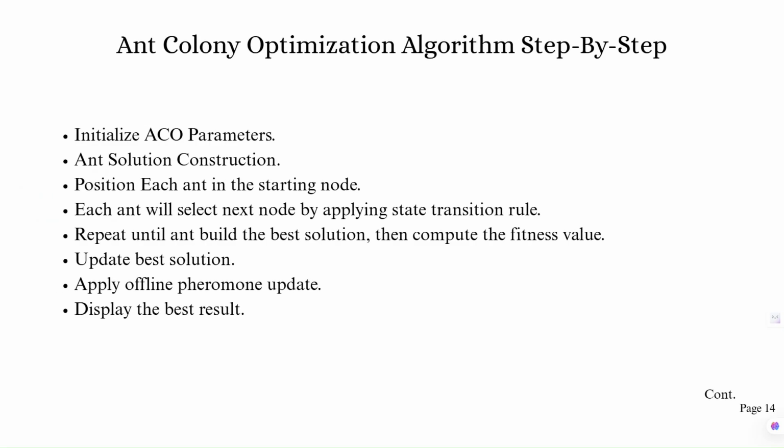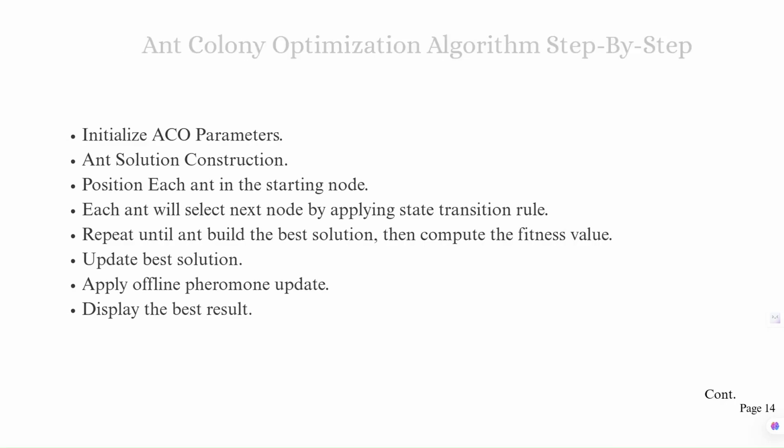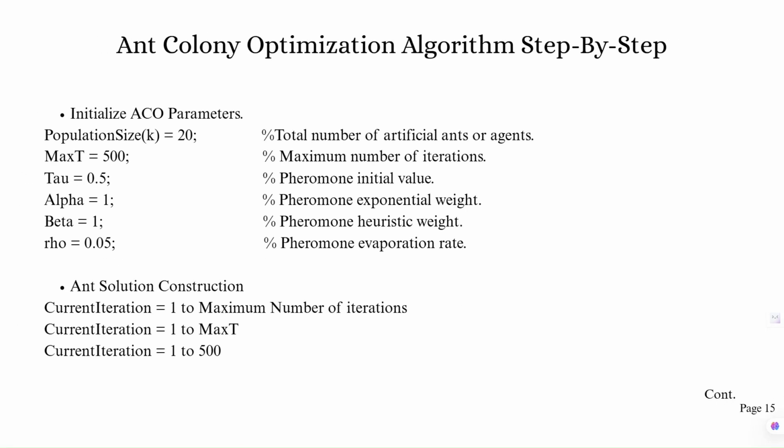In this slide, we will see the stepwise procedure. Here are the steps and parameters we will use with the example. First of all, we will look into initializing the ACO parameters. Some of the parameters which will be needed in this problem are population size, maximum iteration, pheromone initial value, exponential weight, heuristic weight, and evaporation rate. These are the parameters or assumptions we have taken just for an example. The solution construction iteration will go from 1 to 500.